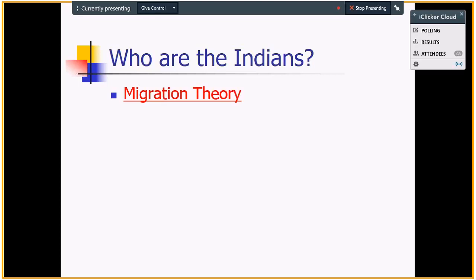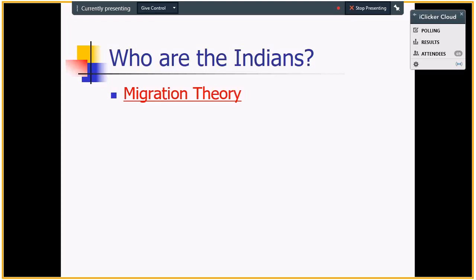Now, just as a pointer to you, when you see stuff on the PowerPoint slide that's red and underlined, that doesn't mean anything to you. It doesn't mean that that's more important than everything else on the slide. It simply means it's a hyperlink to an image that I want to show you.